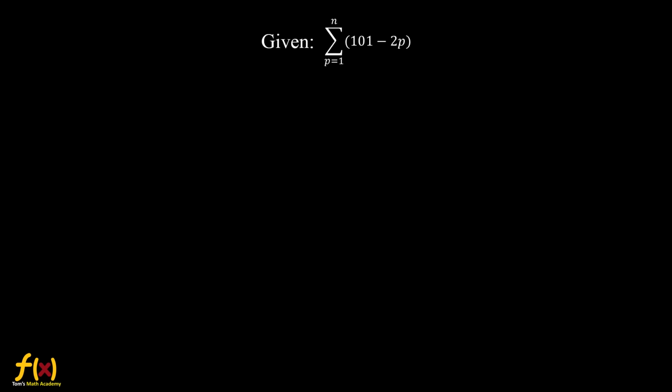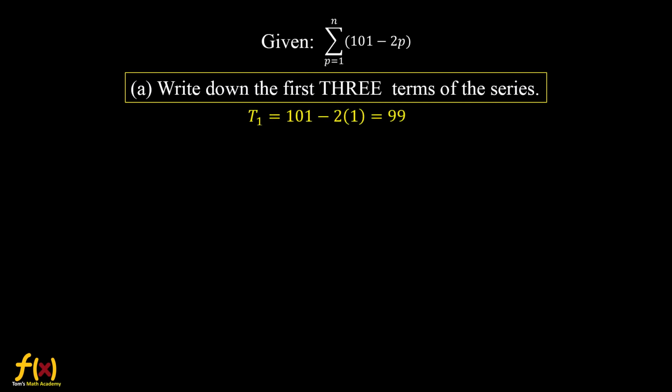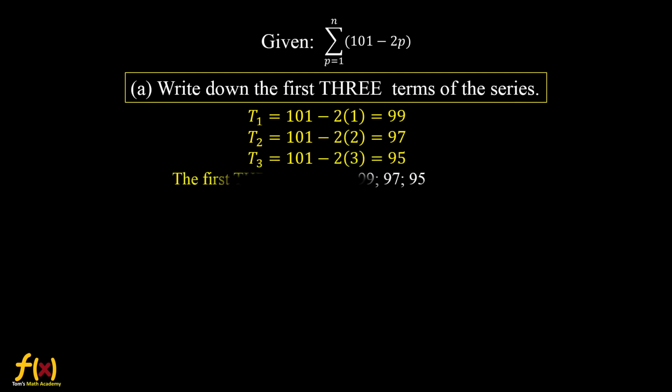Given sigma of 101 minus 2p, p equal to 1 to n. Question A: write down the first 3 terms of the series. Substitute the values for p: we get 99, the second term is 97, the third term is 95. So the first 3 terms are 99, 97 and 95.